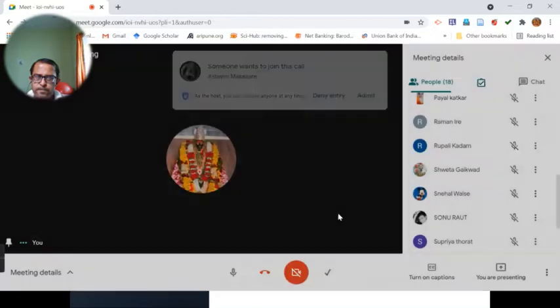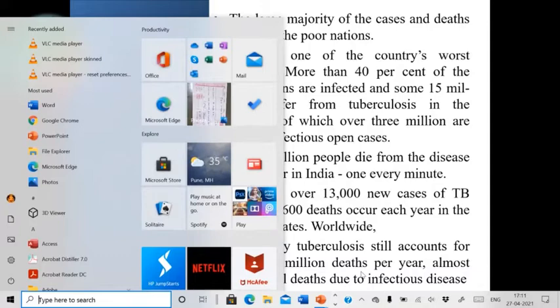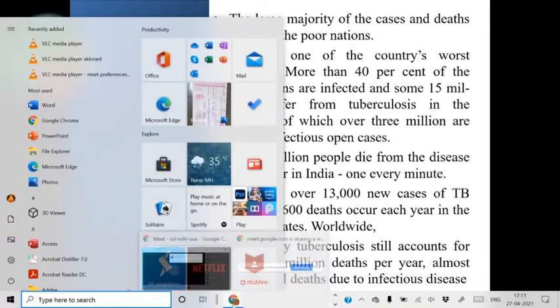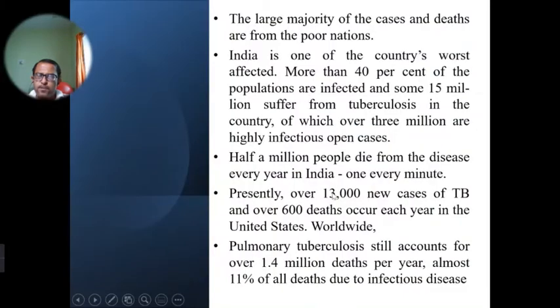And among these 3 million highly infectious people, half a million people die from the disease every year in India, which is equal to 1 person every minute. So that much devastating effect is caused by pulmonary tuberculosis in India.